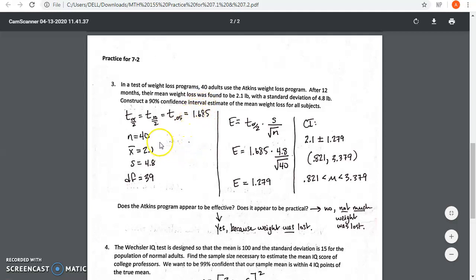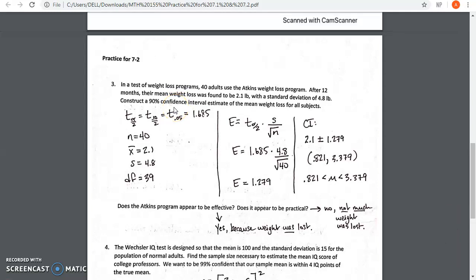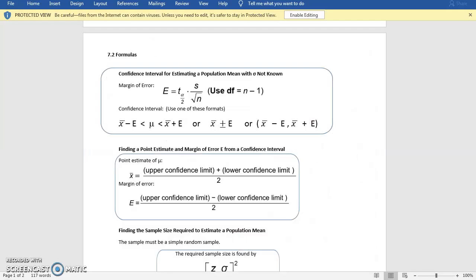Okay. Now notice what else we have labeled over here. After 12 months, the 40 adults, their mean or average weight loss was 2.1. That's your x bar, or your sample mean. So the 2.1 is your sample mean, and the sample standard deviation was 4.8. Okay, so what we need to do to create this confidence interval is we need the margin of error. All right, now you guys can look on your little formula sheet, your 7-2 formulas.